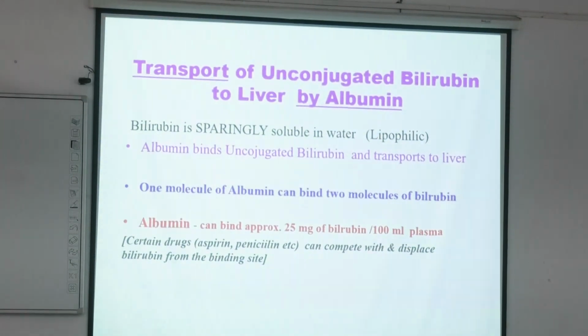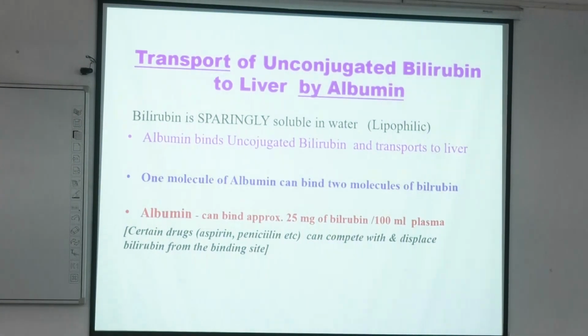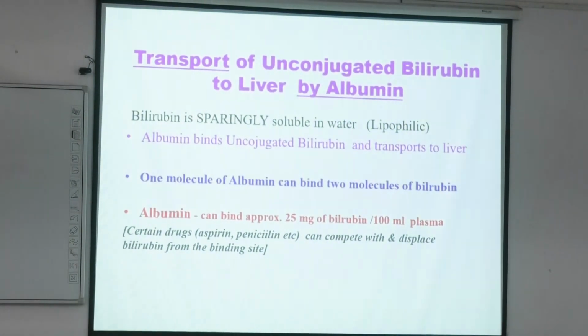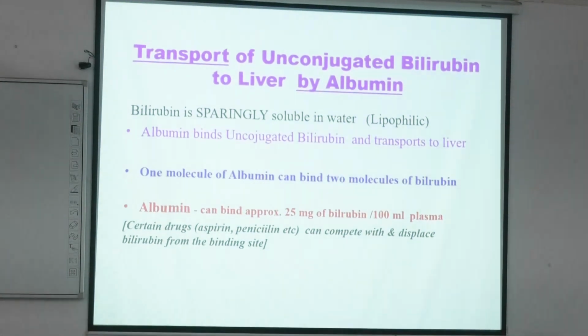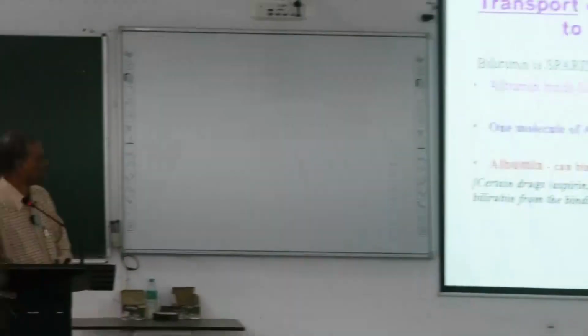Then this unconjugated bilirubin which is formed is transported to the liver by albumin. This is another step. Bilirubin, as I told, is sparingly soluble in water. So therefore, it needs to be bound to something which is soluble. Albumin is soluble. So it binds to albumin, and then it is transported to the liver.